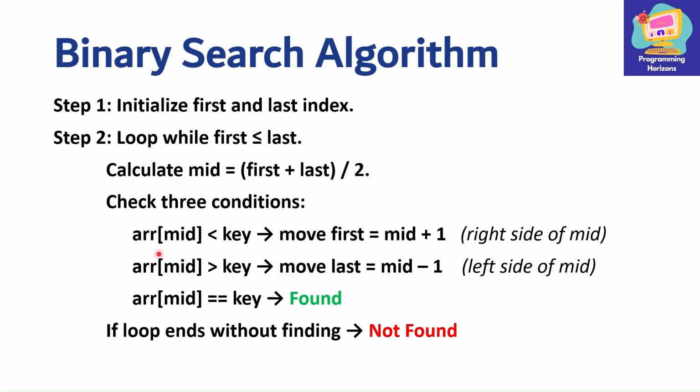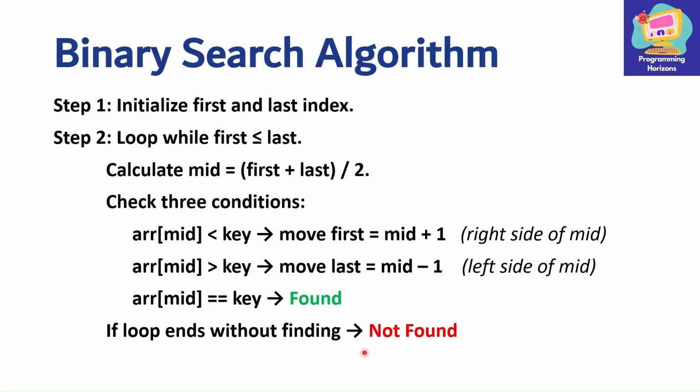If the element at the middle index is less than the search key, then we shift the search to the right side of the middle by moving the first index to mid + 1. If the element at the middle index is bigger than the search key, then we shift our search to the left side of the middle. That is, we move the last index to mid - 1. Otherwise, if the element at the middle index is equal to the search key, then our search is successful. However, if the loop ends without finding, then our search remains unsuccessful.